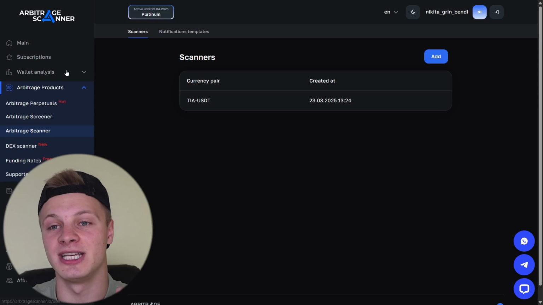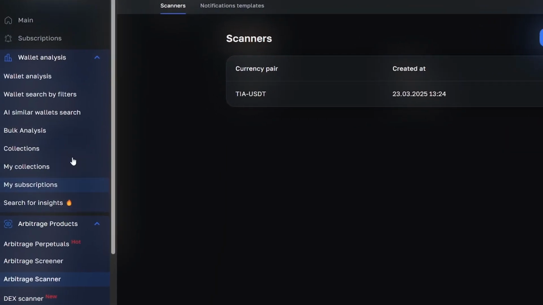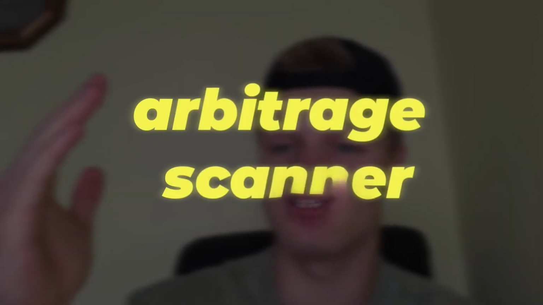So what exactly can you get here from on-chain data? There is wallet analytics. Just look at how much there is here. You can analyze wallets across different blockchain networks, see what these whales are doing, what the win rate is, and how much money they've made. All of this can be tracked thanks to the wallet analytics in the Arbitrage Scanner.